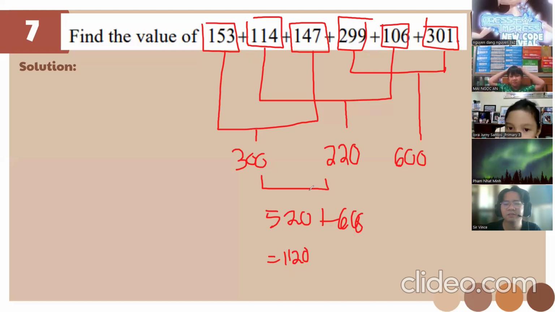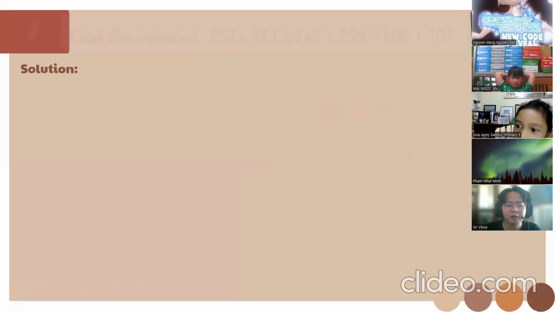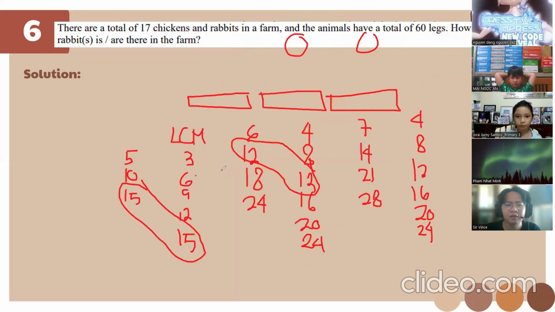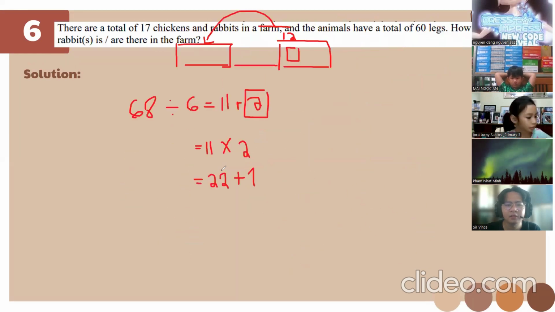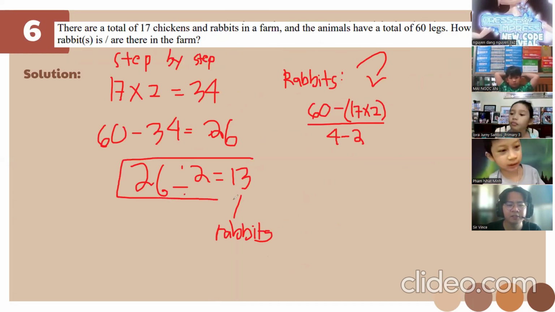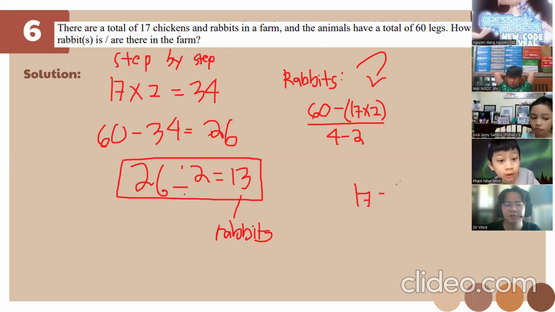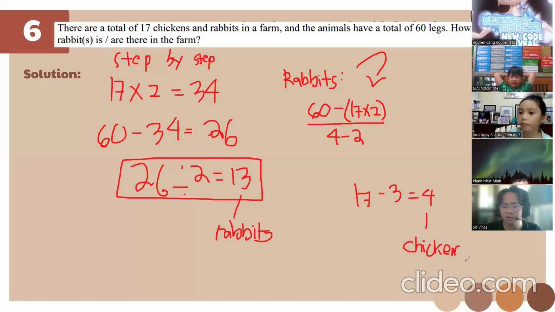Okay. Understand. This one. Okay. Next. This one, this is the formula for this. Divide it by 2. This is the formula to get the rabbits. Then, if the question is asking for chicken, you can just use 17 minus 3. If it's asking for chicken, so there are 14 chickens all in all. This is the easiest method. Yes?